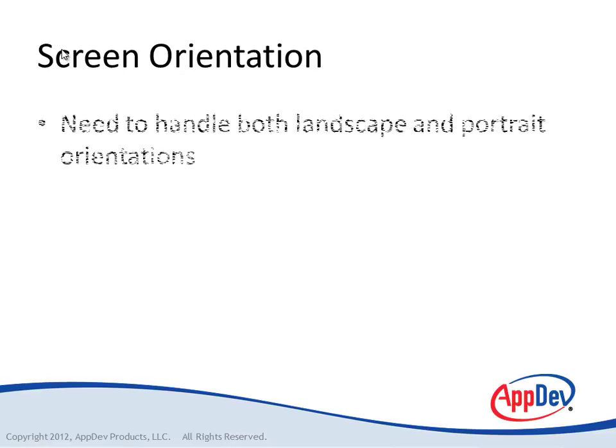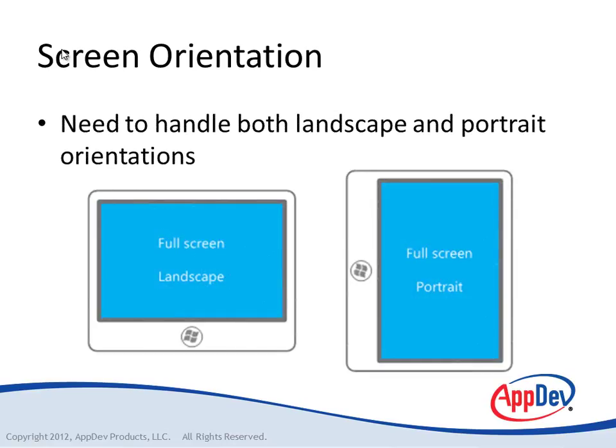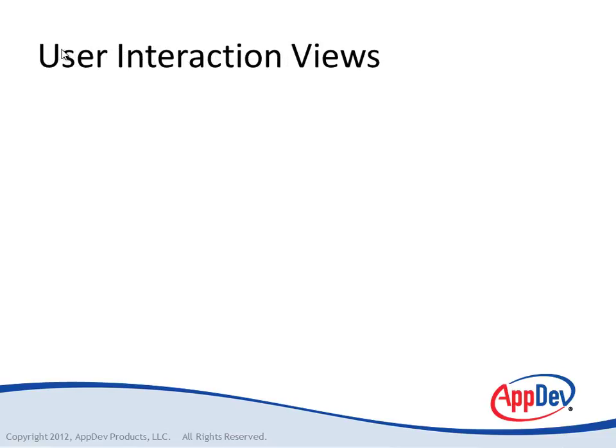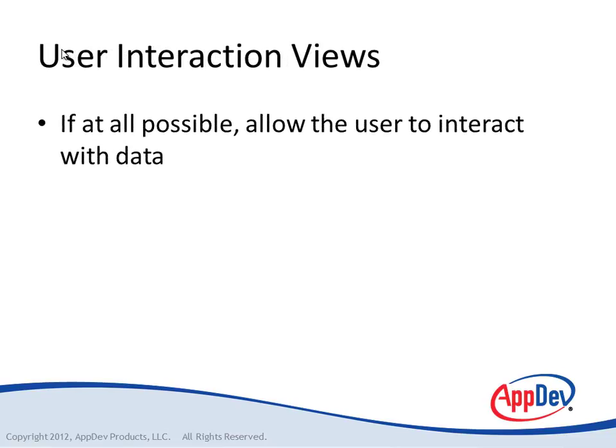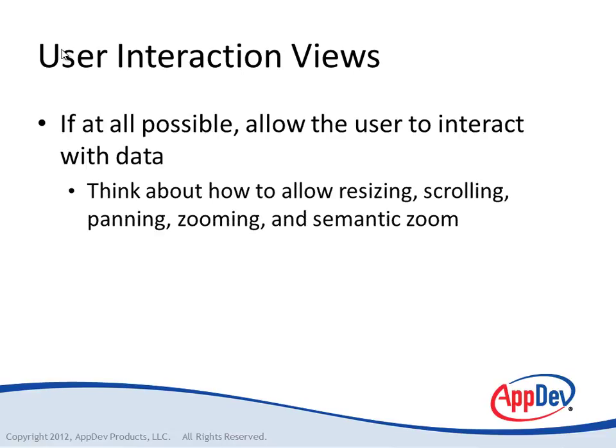The screen orientation can either be landscape or portrait, and you know what those look like. Full screen landscape is the sideways view, full screen portrait is the up and down view. Of course, in any view, you want to allow the user to interact with the data. Think about how to allow resizing, scrolling, panning, zooming, and semantic zoom, if at all possible, within your applications.